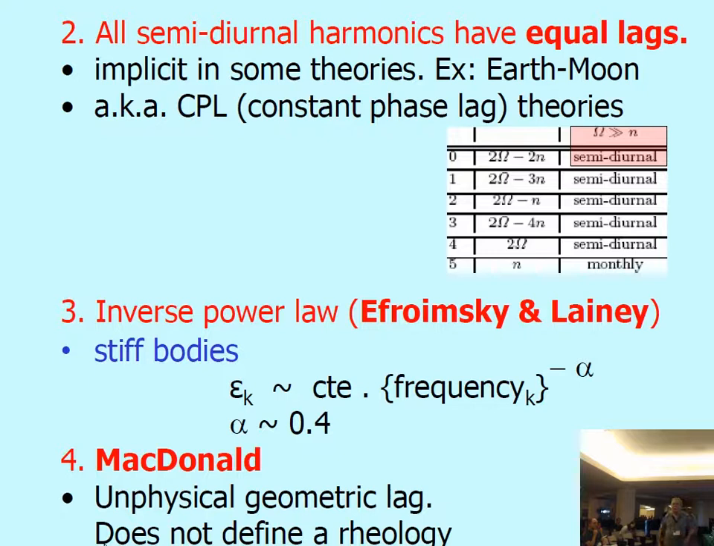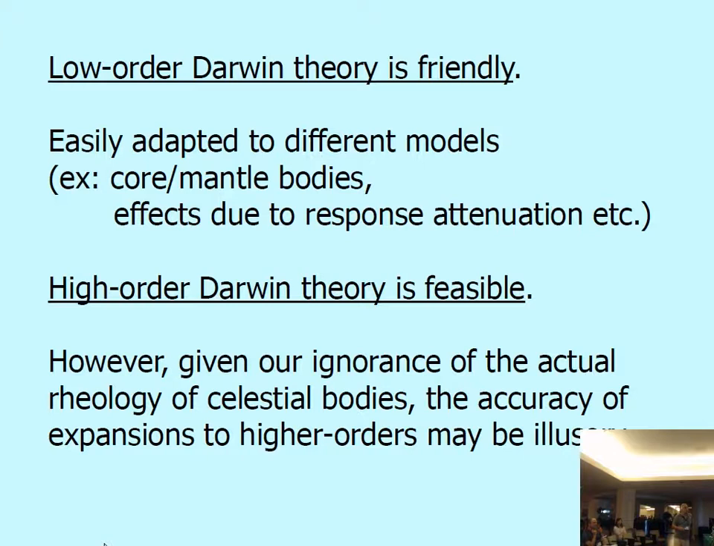Tomorrow. No, this Jupiter follows Darwin's law very well. Okay, the Darwin model. Well, low order Darwin theory is friendly. Notwithstanding all this complication of the legs, the algebra is very simple to be done. It can be easily adapted to different models. We can use it to study bodies in which we have a core and a mantle, two different parts, or even more than that.